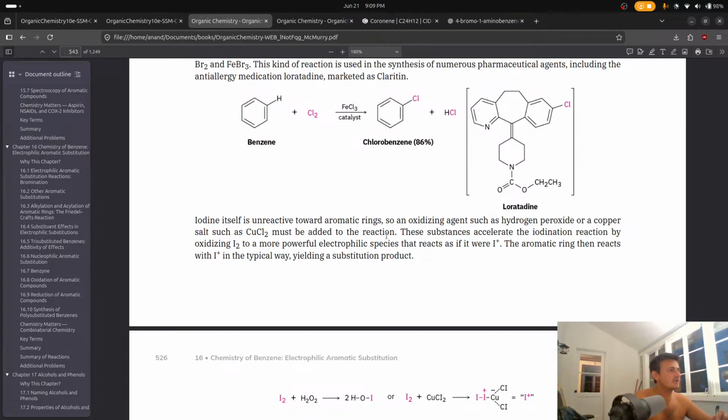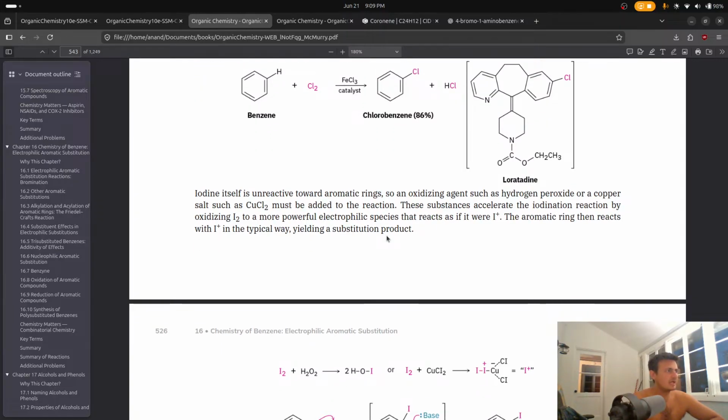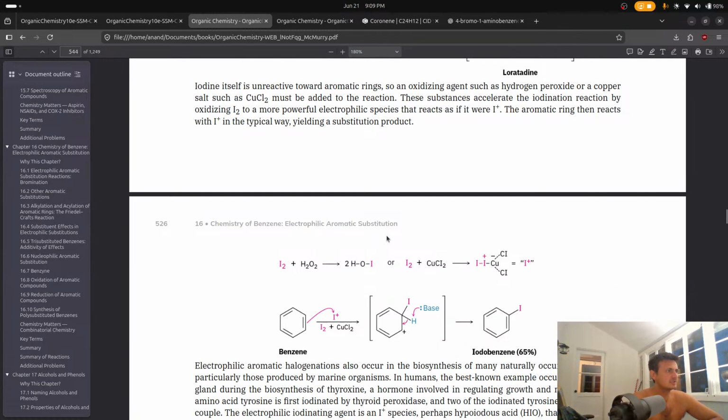Iodine itself is unreactive towards aromatic rings, so an oxidizing agent such as hydrogen peroxide or copper chloride must be added to the reaction. These substances accelerate the iodination reactions by oxidizing I2 to a more powerful electrophilic species that reacts as if it was I+. The aromatic ring then reacts with I+ in the typical way, yielding a substitution product.